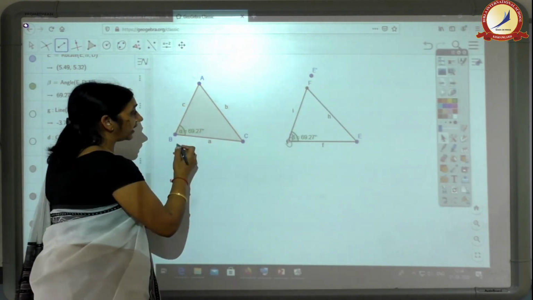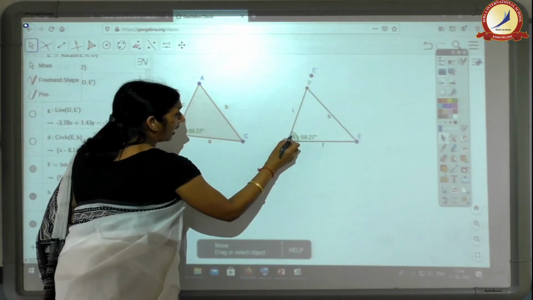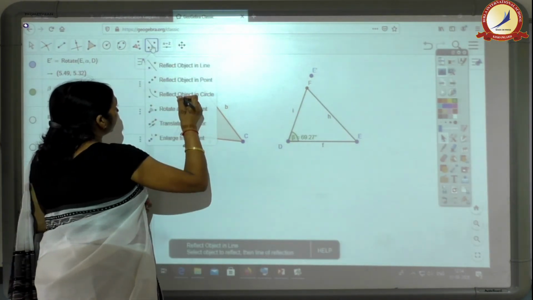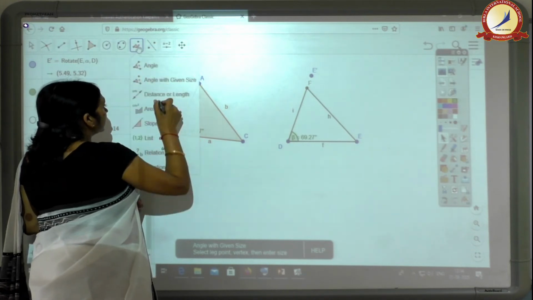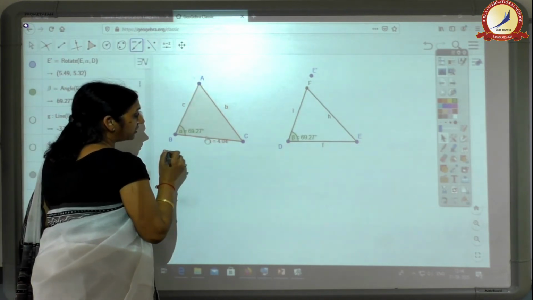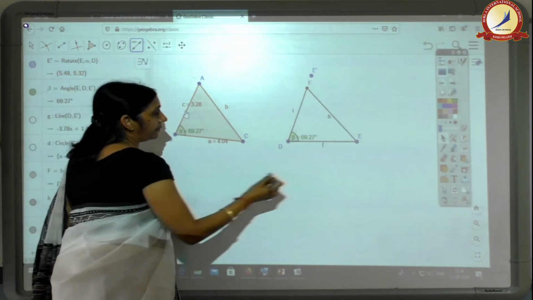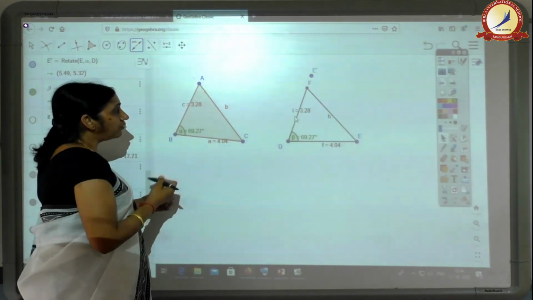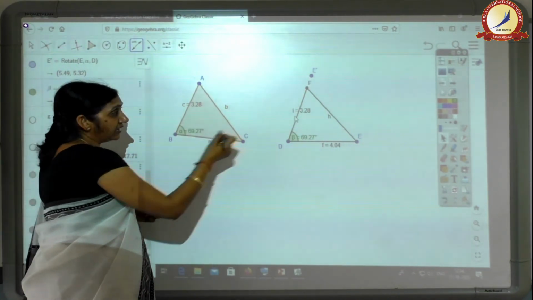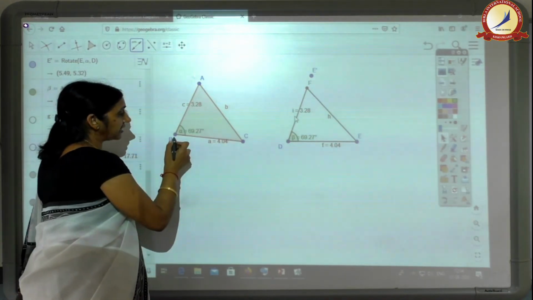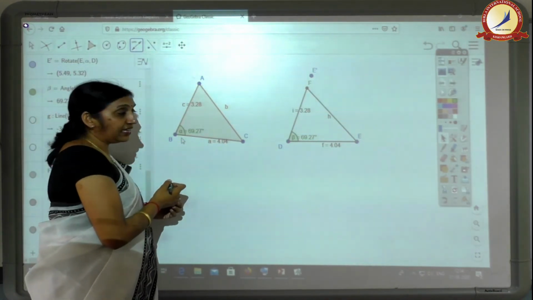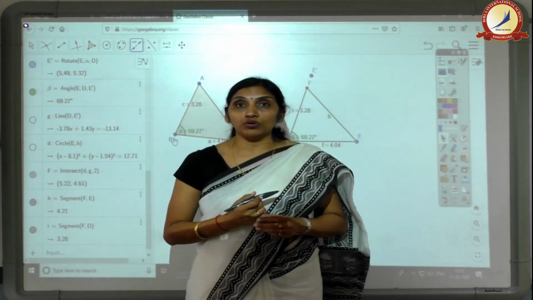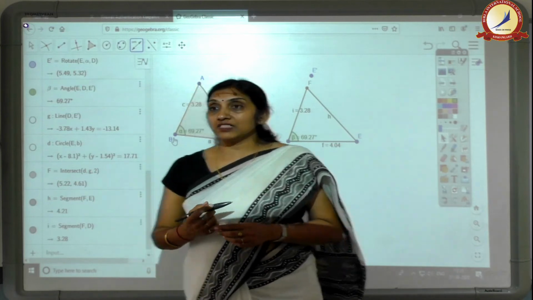Now, let us prove their congruency. If you observe, angle B is equal to angle D, that is 69.27 degrees. Now, let us see whether their sides are also equal. To do that, select the length tool, click on segment AB, click on segment DE, click on segment EF. You will observe that side AB is equal to side FD, side BC is equal to side DE, and angle B is equal to angle D. Hence, these two triangles are congruent by SAS congruency rule.